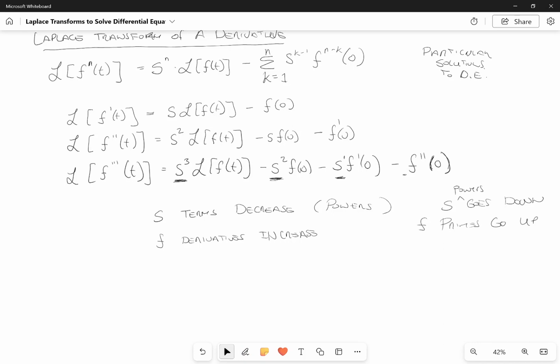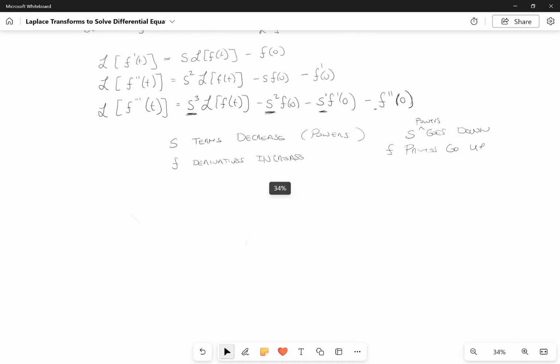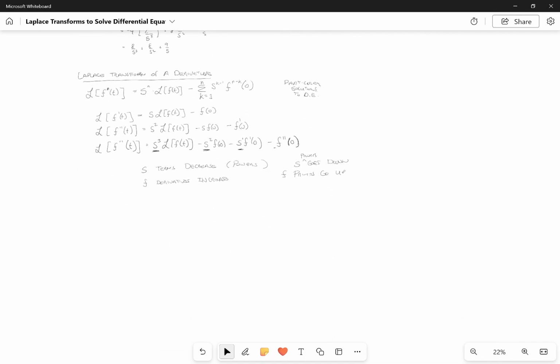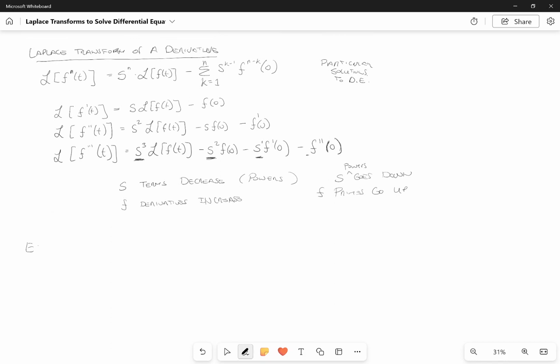All right, let's apply this to a differential equation now. Let's find a good example here. What number are we on? Example 6. I'm going to go straight to a differential equation. Actually, you know what, I'm just going to apply it to one side. We can do the whole thing.